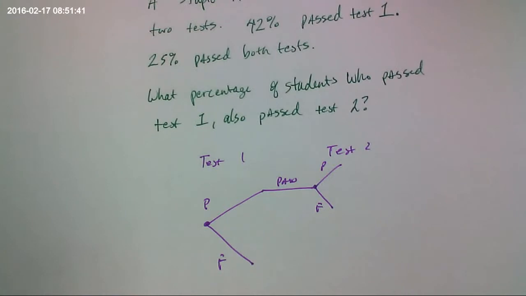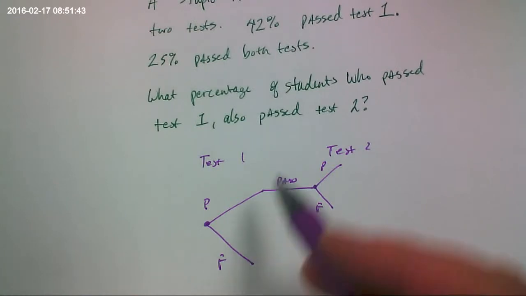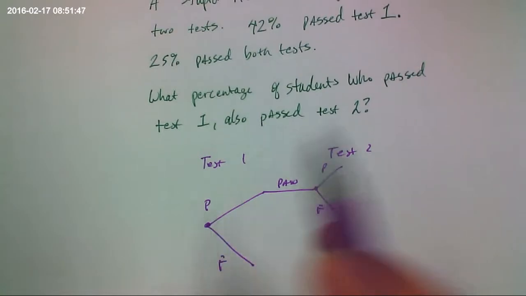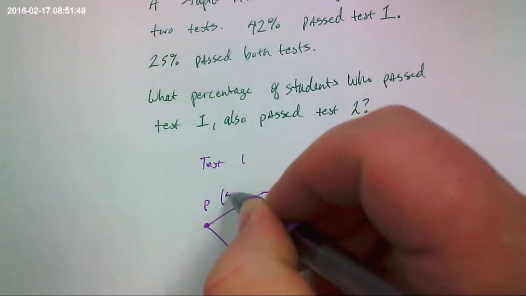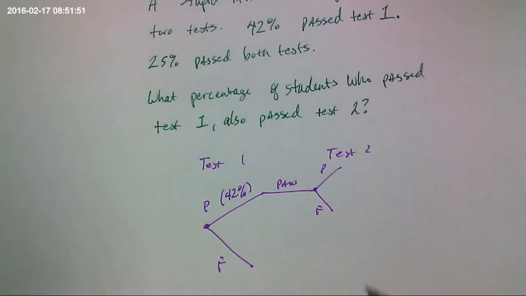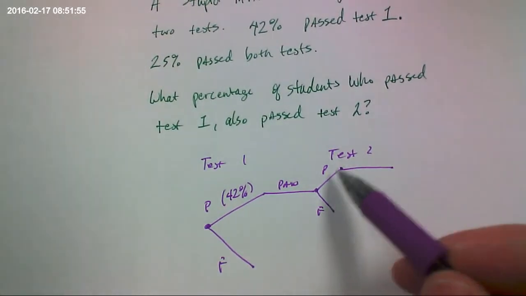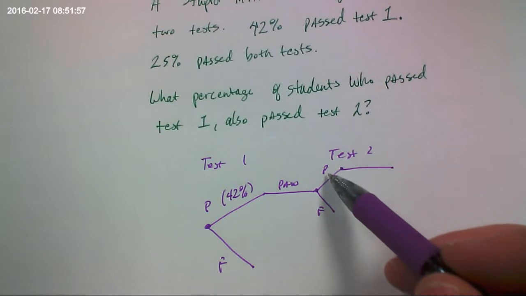We don't need the whole tree diagram, right? We just need, let's see, what number goes right here? What percentage was that? 42. Alright, and then do we know what this percentage is? The percentage that passed test 2?